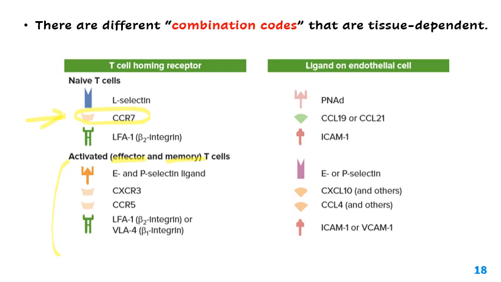This is just the interaction that those receptors are having. Okay, remember CCR7 is interacting with CCL19 and CCL21, right? Okay, and those, where do you find those guys?